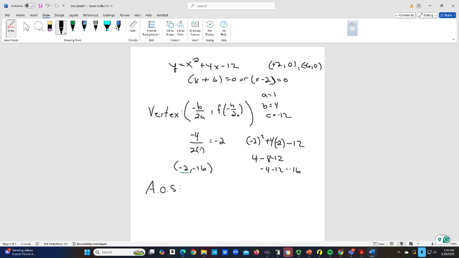So basically, your axis of symmetry is going to just be x equals -2. Okay, that's the vertical line that splits the parabola in half. It's the vertical line that gives the parabola symmetry.